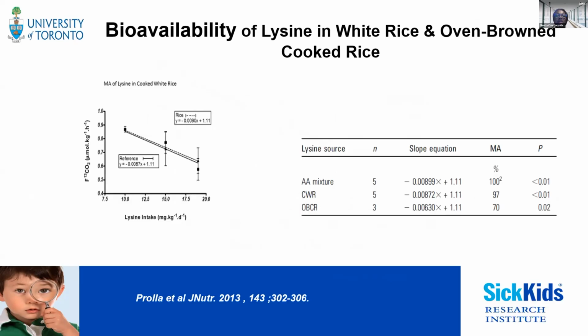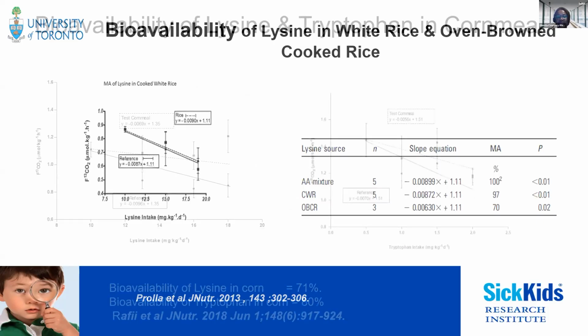We started with looking at rice, lysine in rice, because lysine is a limiting amino acid in cereal grains. And what we found was that if we cooked white rice and we cooked it really soft without burning, then the availability of lysine in rice was pretty high, about 97%. But if we oven browned the rice, then the availability of lysine was only 70%.